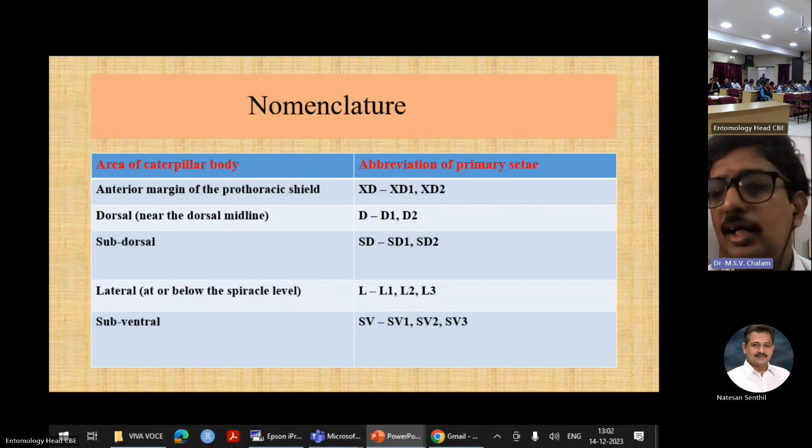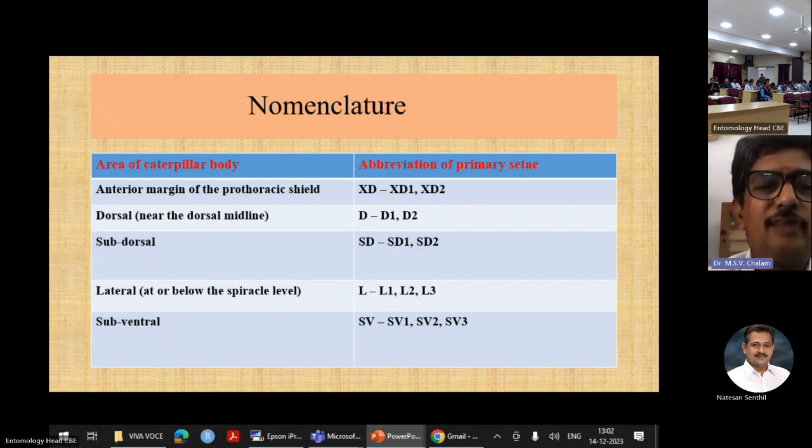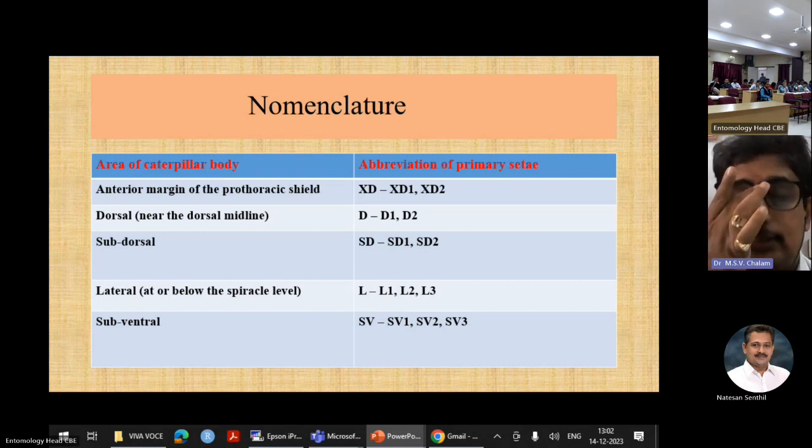So each seta is given a specific name. For example, those seta present on the prothoracic shield should be referred to with the abbreviation XD: XD1, XD2. Dorsal setae are referred to as D1, D2. Subdorsal setae are referred to as SD1, SD2. Lateral setae are referred to as L1, L2, L3. Subventral setae are referred to as SV1, SV2, SV3.